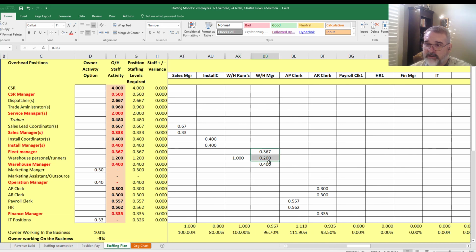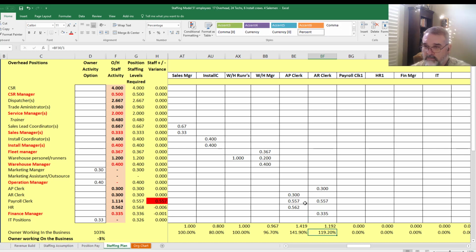I got a warehouse manager now. He's 96%. I got an AP clerk who's also doing my payroll or my HR. They're at 111. And I got my AP and AR clerk. I wanted that reversed. I wanted AR to be 0.3 over here. I don't like them having the same hat. And accounts payable and payroll to be the same. Put a 0.557 in here. And now that person's a finance manager.